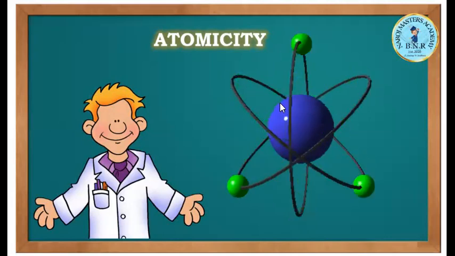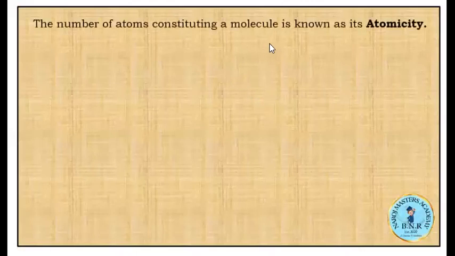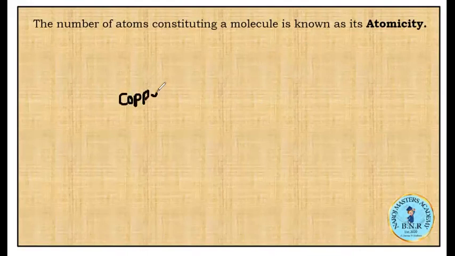You can see here. First question. The number of atoms constituting a molecule is known as atomicity. What does it mean? The number of atoms constituting a molecule is known as atomicity. For example, I have an element copper. Okay. So copper, it exists in nature as alone Cu.